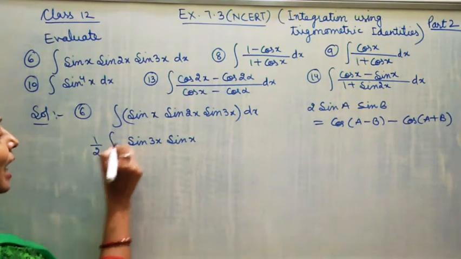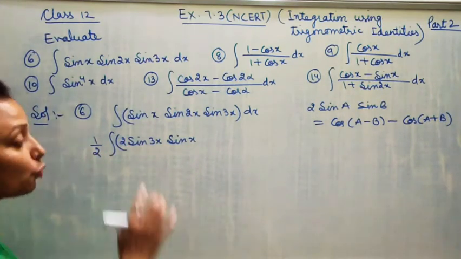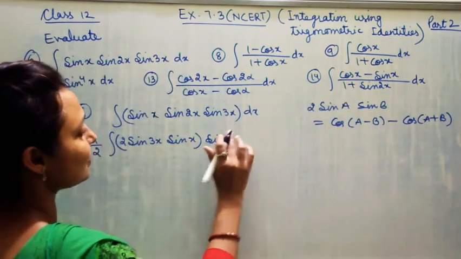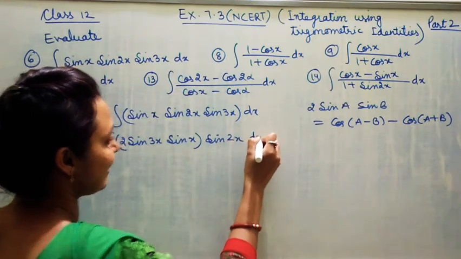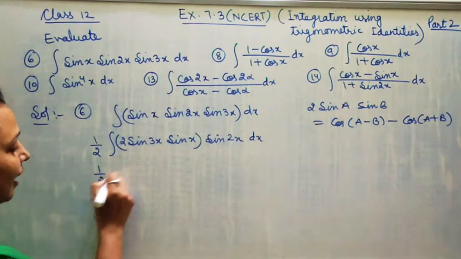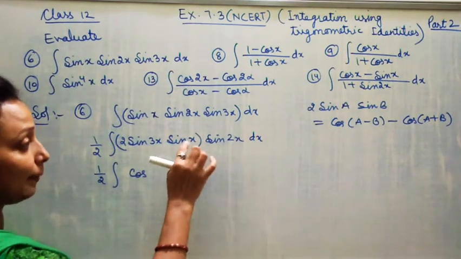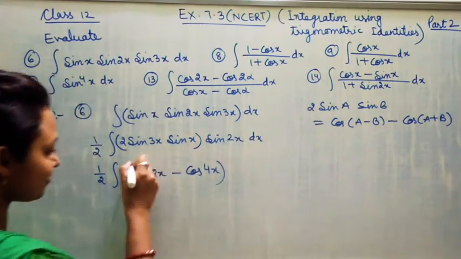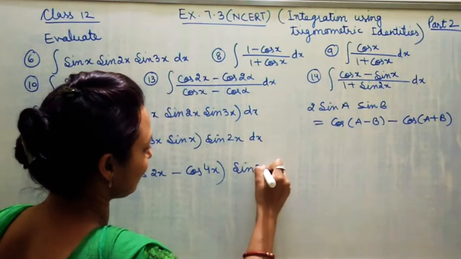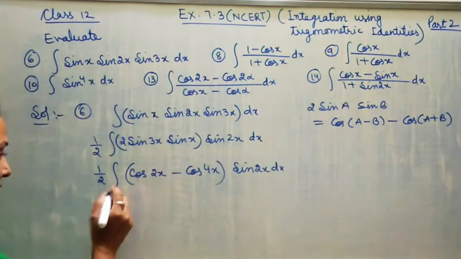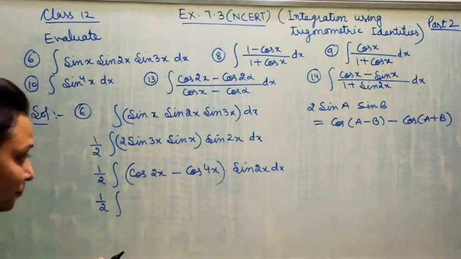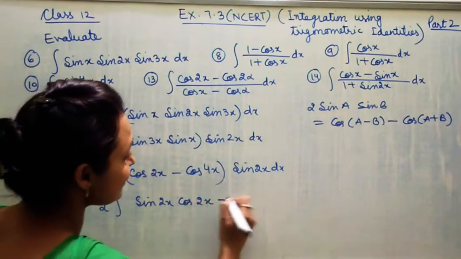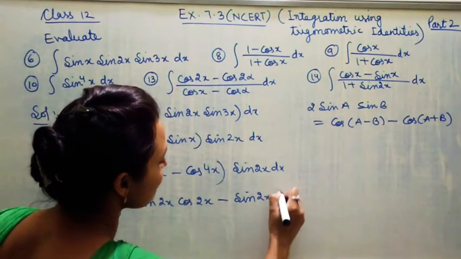For that purpose, I will divide and multiply by 2 to make a formula like this. Sin 2x, I will write sin 2x dx. Now I will apply the formula, that is half of cos(A minus B), that is 2x, minus cos(A plus B), that is 4x. Now sin 2x along with this. Now I will multiply inside the bracket: we have sin 2x cos 2x minus sin 2x cos 4x.